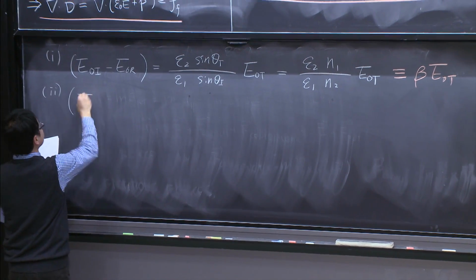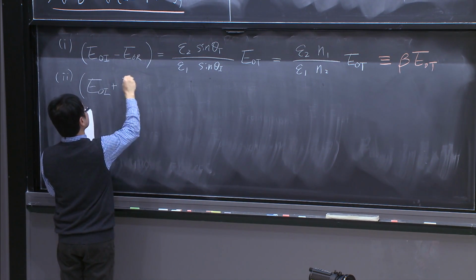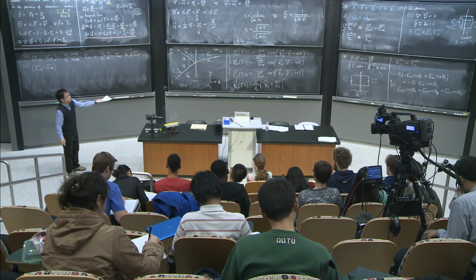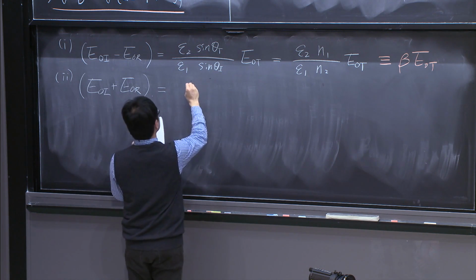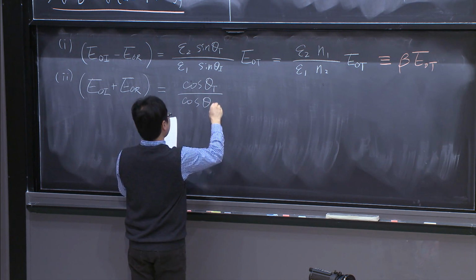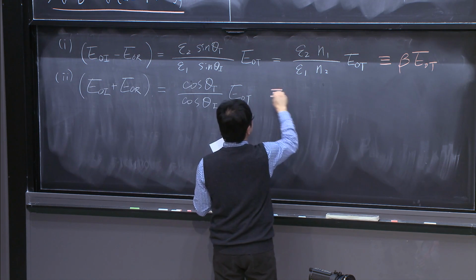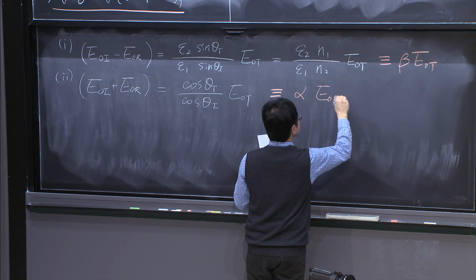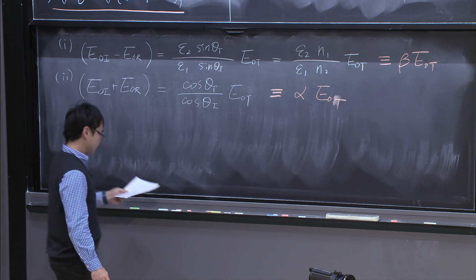The same thing can be done for the second expression. What I'm going to get is E0i plus E0r. Basically, I'm dividing everything by cosine theta I, so you are going to get cosine theta t divided by cosine theta I times E0t, and that is defined as alpha E0t. So alpha is defined as cosine theta t divided by cosine theta I.